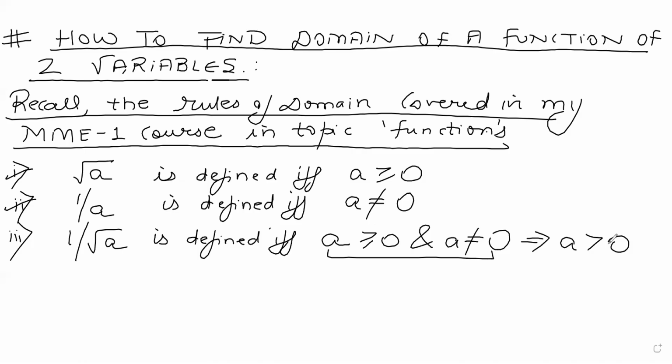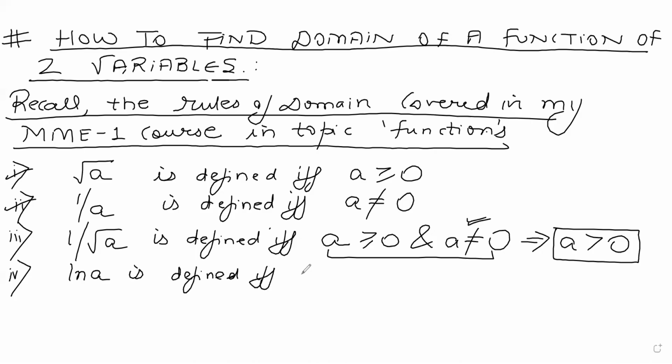If A is greater than or equal to 0 and at the same time A is not equal to 0, together they mean that A is strictly greater than 0. And the fourth, all of us know ln of A is defined if and only if A is strictly positive. Because all of us know from the MME-1 course, ln 0 is minus infinity, where ln denotes natural logs. Ln 0 is equal to minus infinity. So the ln function is well defined only if A is strictly positive.